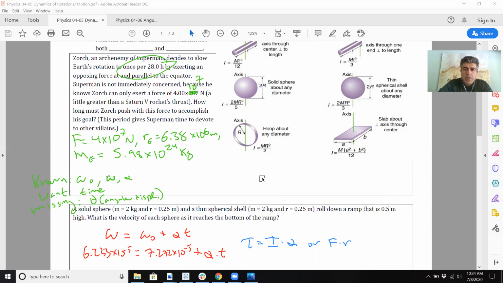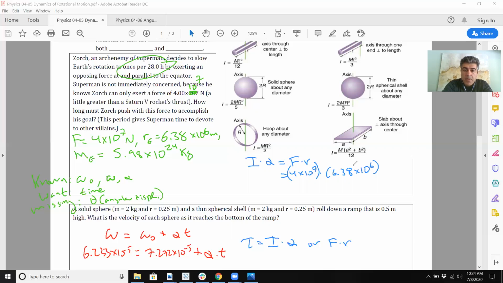Okay, so you can actually set those equal to each other. I times alpha. And the force, you know, is 4 times 10 to the 7th. The radius of the Earth we know is 6.38 times 10 to the 6.